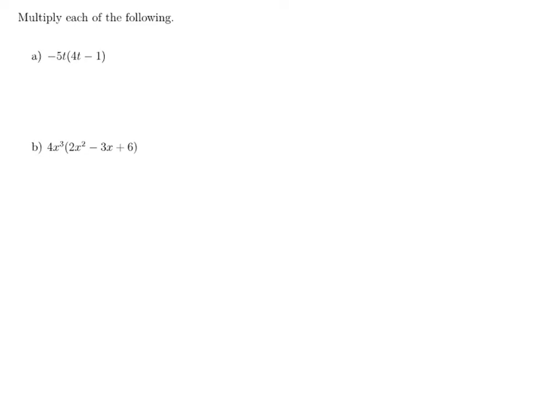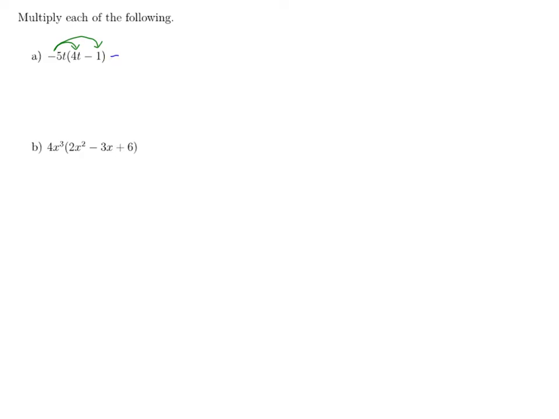In this first example, we're going to multiply negative 5t by the expression 4t minus 1. Again, we'll use the distributive property as our first step, and then we'll use the associative and commutative properties of multiplication and the rules of exponents to simplify the expressions that result after we've distributed. So, taking negative 5t, it's going to distribute across that 4t minus 1.